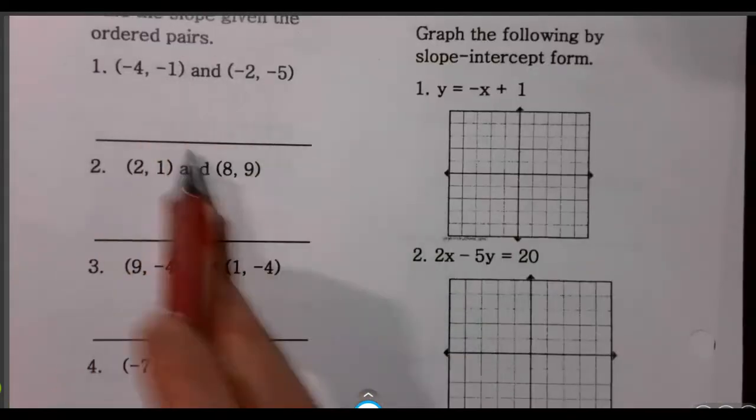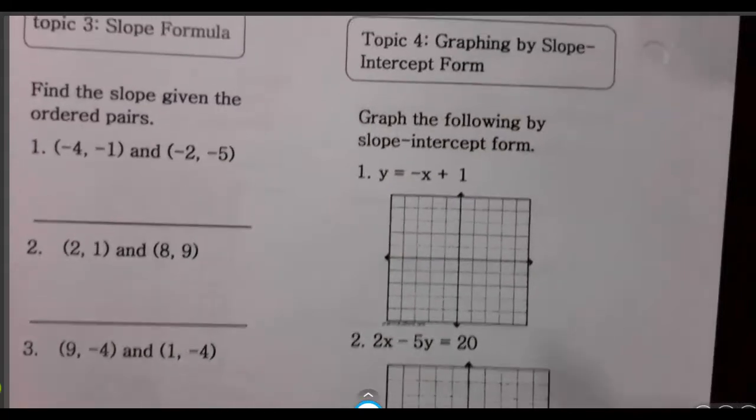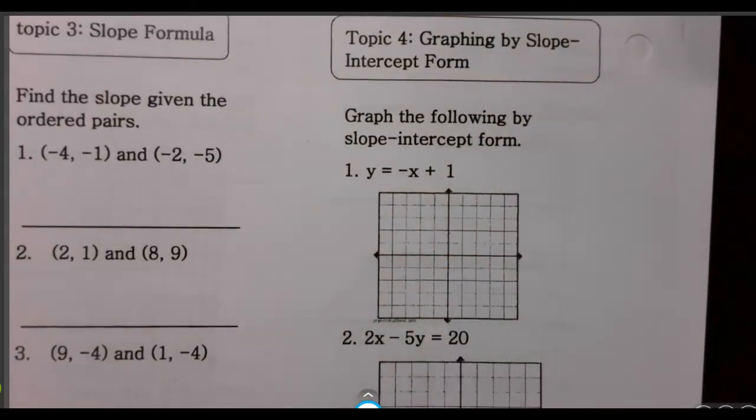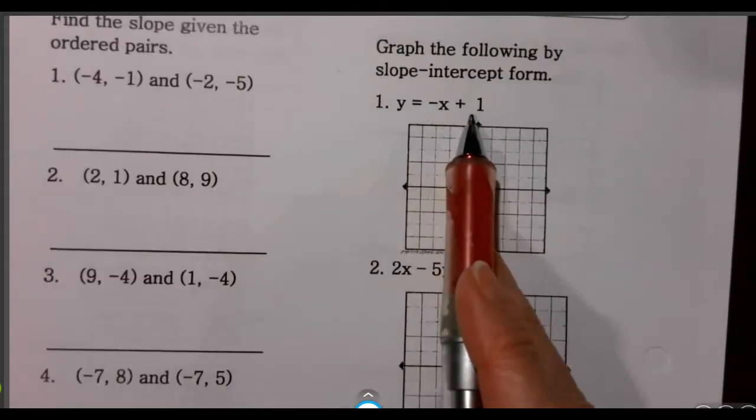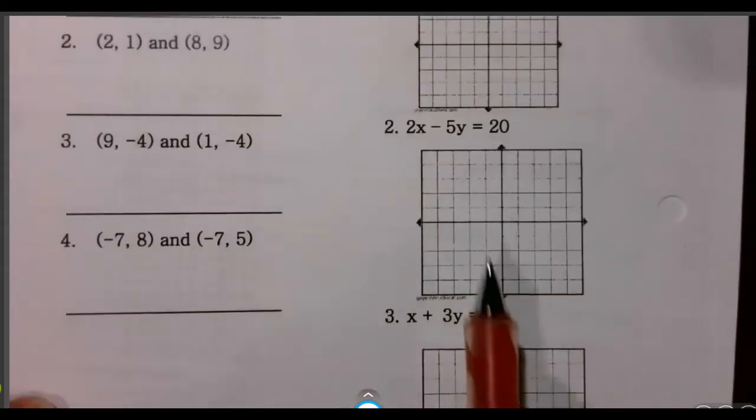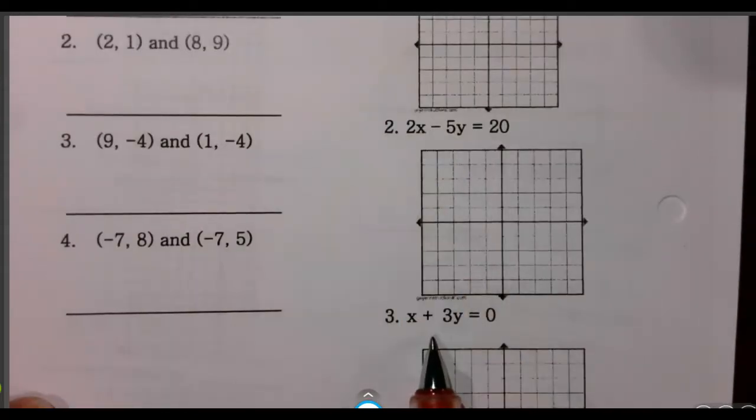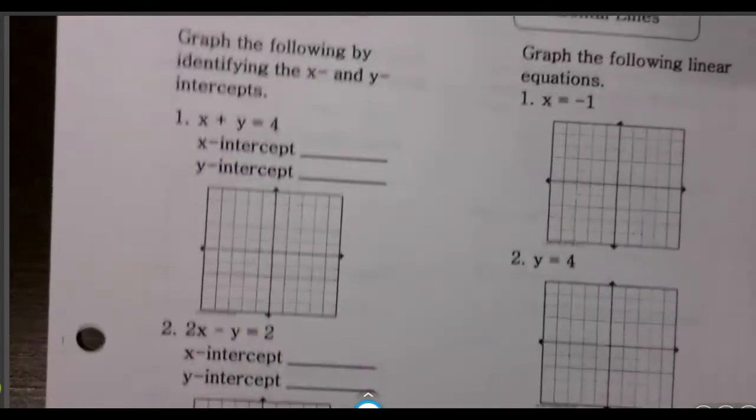Then finding slope given 2 points. Okay, we've talked about that. Graph using slope and y-intercept. We've been practicing that. This one is in slope-intercept form, but look at these two. You're going to have to get them into slope-intercept form on this. So make sure you get them into slope-intercept form.